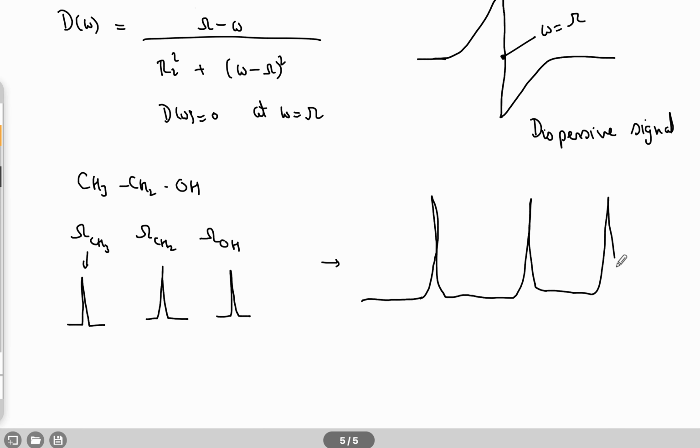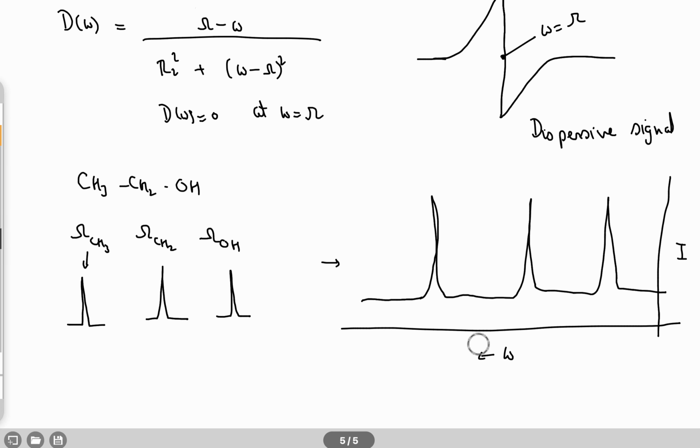Sorry for the bad drawing. So your y-axis is the intensity and the x-axis is omega, or the offset. It's also called the chemical shift, we will see later.